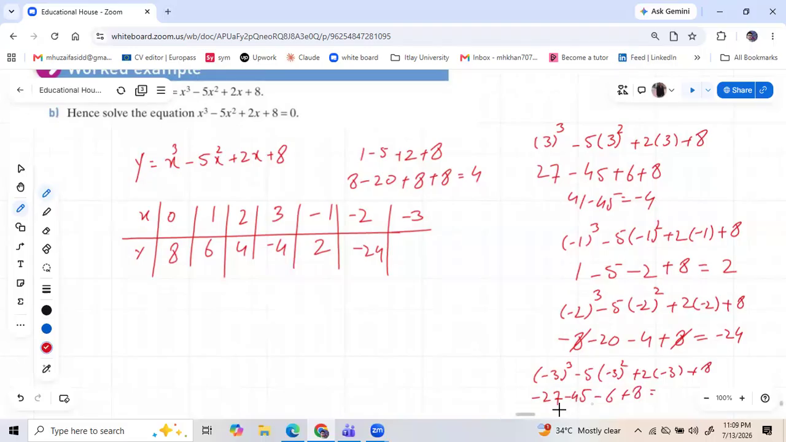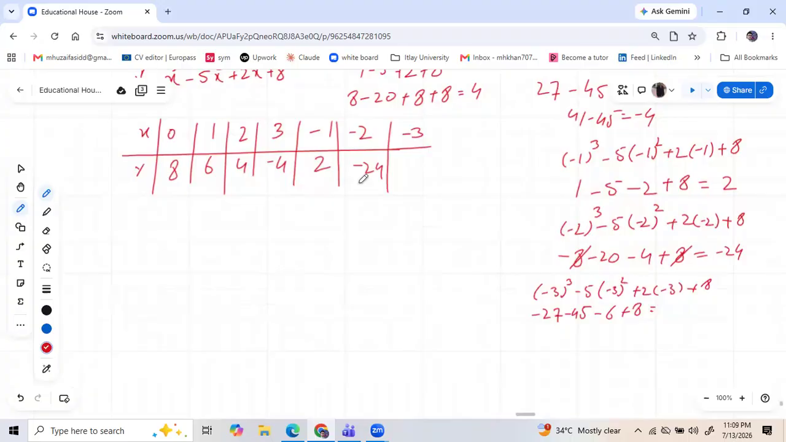So 27 and 45. Can you check it with the help of a calculator, please? Yes, sir. Minus 27, minus 45, minus 6 plus 8. Minus 70. Wait, minus 78 plus 8, which is minus 70. Sir, this is minus 70. Minus 27, minus 45, minus 6 is minus 78. But then minus 78 plus 8 is minus 70.